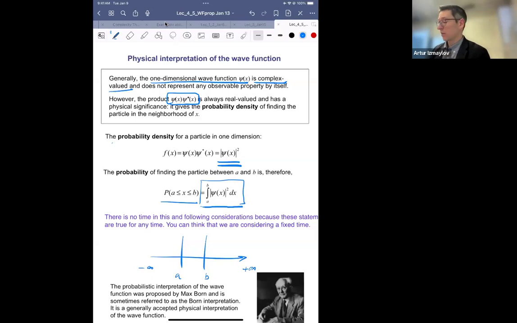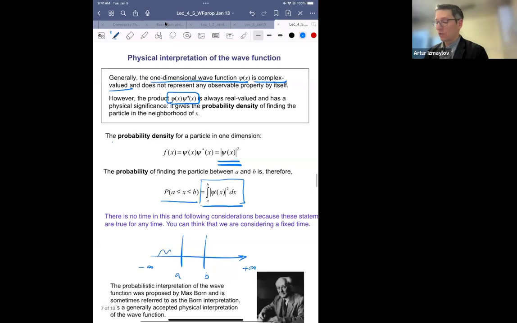But if you just look at part of the space, that will be determined by the absolute square of the function. Let's say we have psi of x absolute square shown like this, then the area under the curve between A and B is the probability of finding the particle there. And that's why we're looking for a solution of the Schrödinger equation, to determine where I can find my particle.